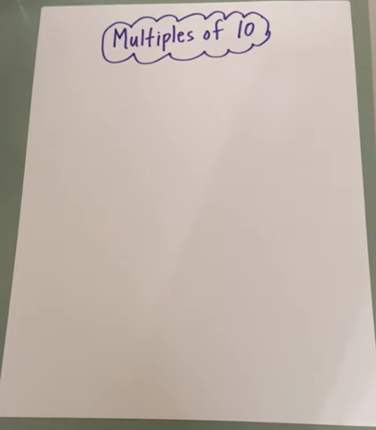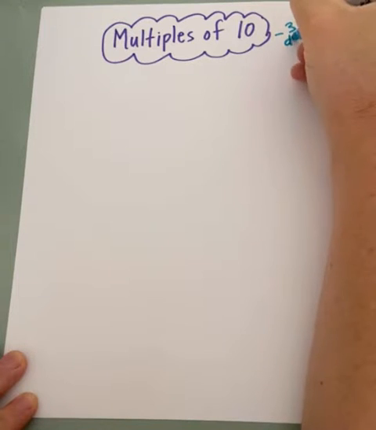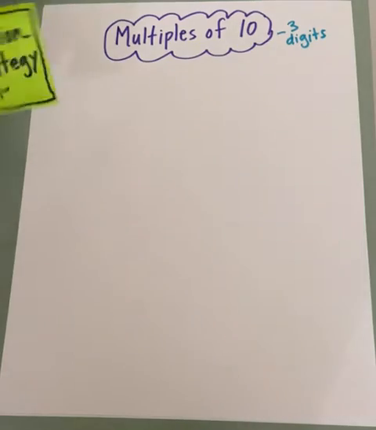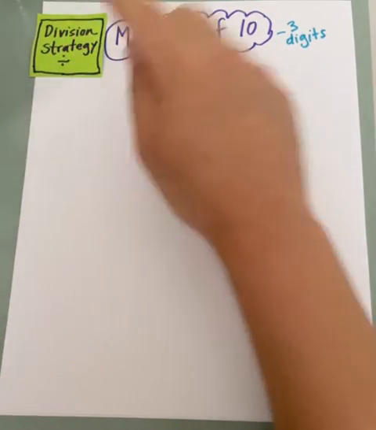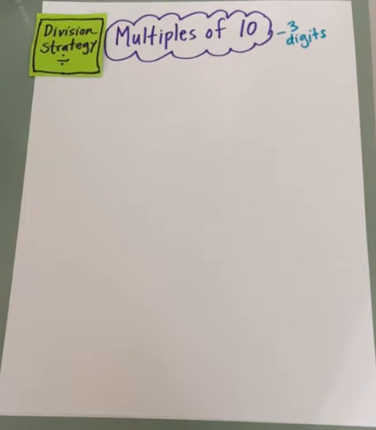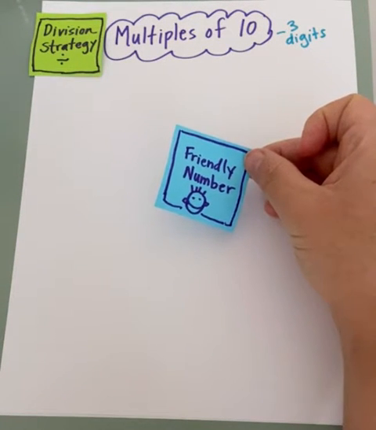We're going to be practicing using the strategy of multiples of 10 and solving division problems where the dividend is 3 digits. Okay, as you remember, multiples of 10 is a great division strategy that uses multiples of 10 to find the answer or the quotient. And why do we use multiples of 10? Well, because 10 is a friendly number, meaning that it's very easy for us to multiply other numbers by 10.